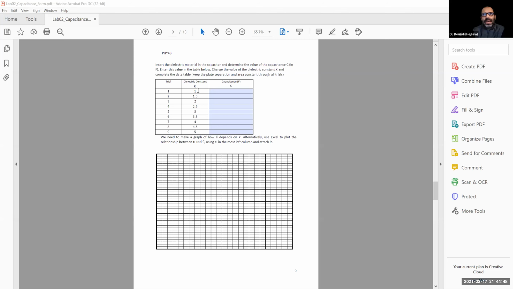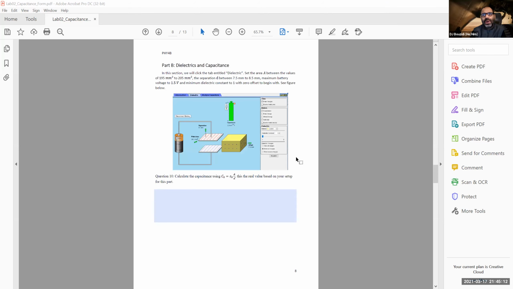Very good. So basically, this is kappa. This is a relative permittivity. You start from material 1 all the way to 5. And in doing so, the capacitance now changes. Obviously, we need to make a graph. Now, since the independent variable is kappa, the dependent variable now is C. And when you draw, it's going to be a straight line, because this is basically what you're drawing.